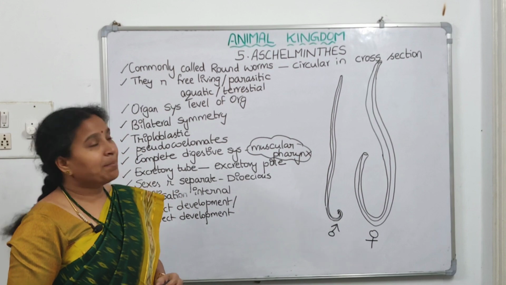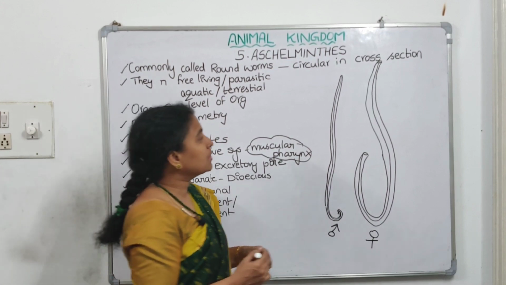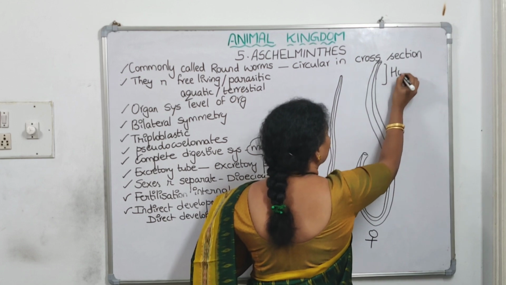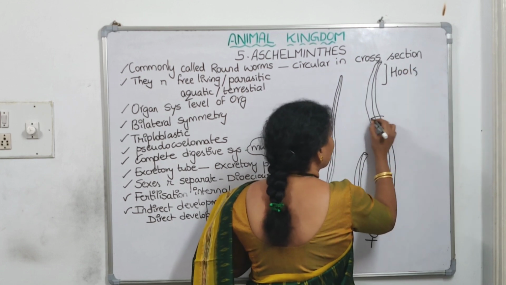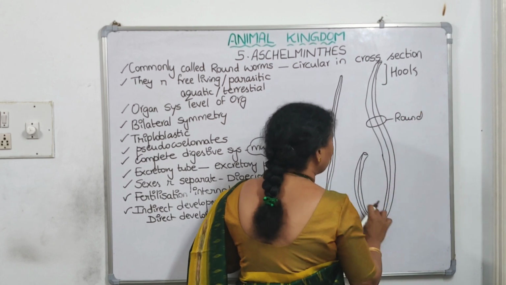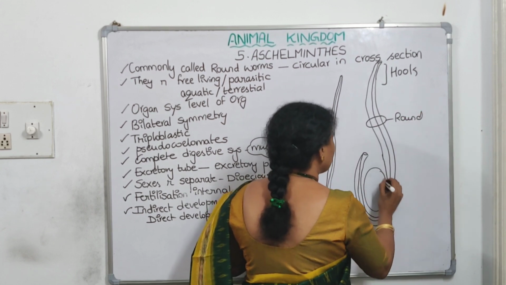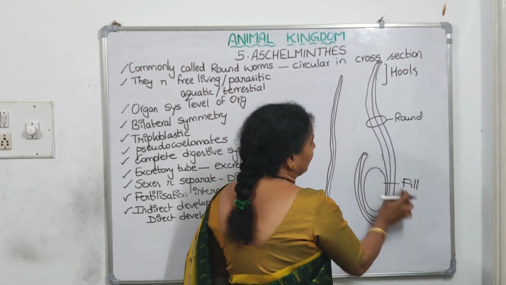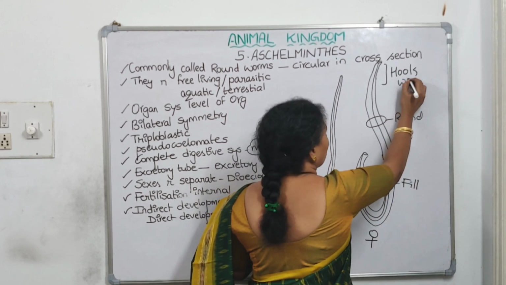Now coming to examples of Aschelminthes, look at this diagram. It appears like a hook. So write down a hook. It is round in cross section. So write down round. So there's something to fill here, right? So this is for filling. So hook, round, fill. With this you can write down this is hookworm.